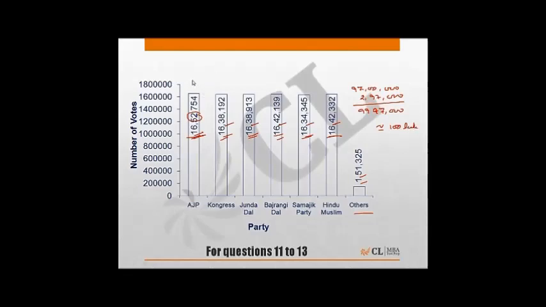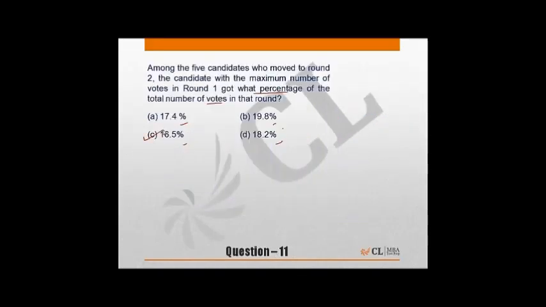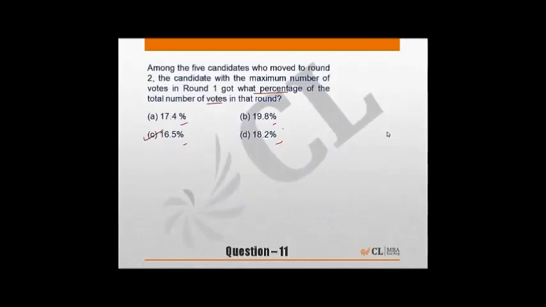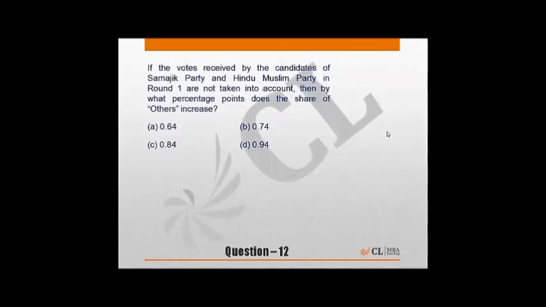And this is 16.52 lakhs. So my answer should be approximately 16.52 upon 100, or 16.52%, 16.5%. In other words, this tells me the total votes is possibly just around 100 lakhs. So for my calculation purpose, I will now take the number of votes to be equal to 100 lakhs only. Question 11, choice C is the correct answer. Let's move to question 12.